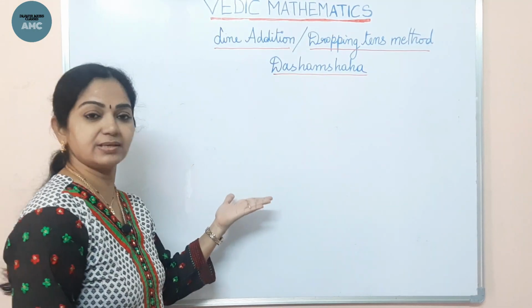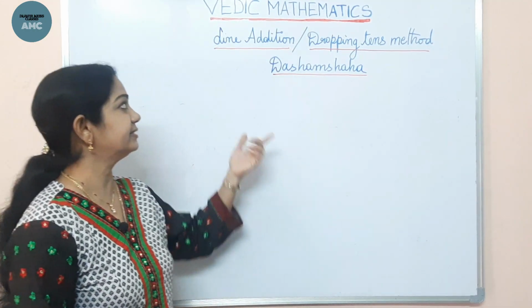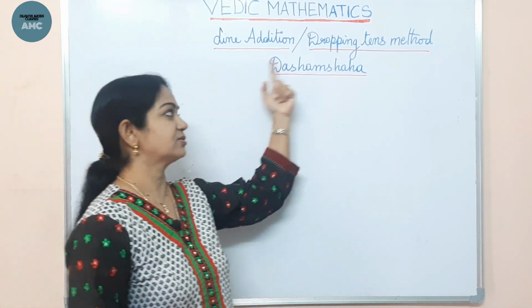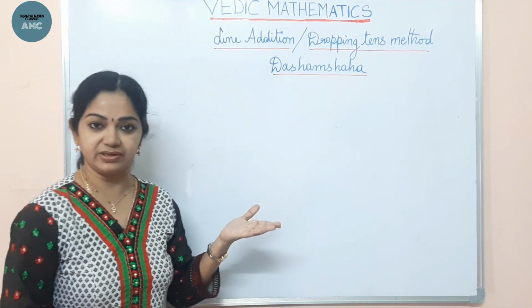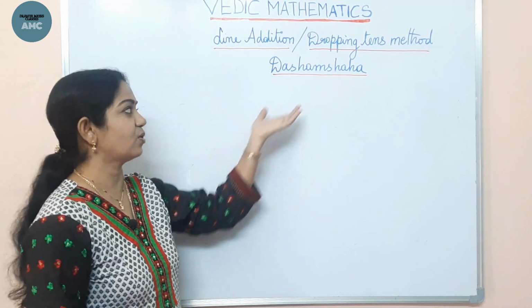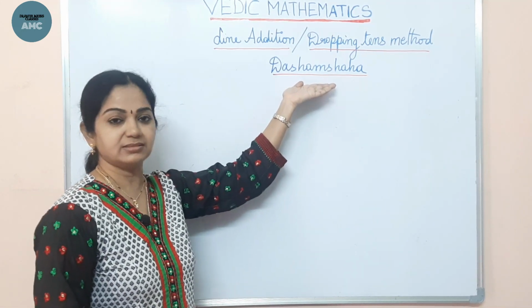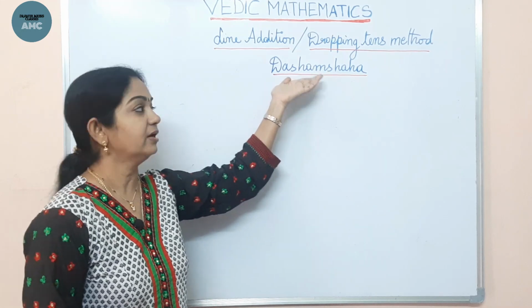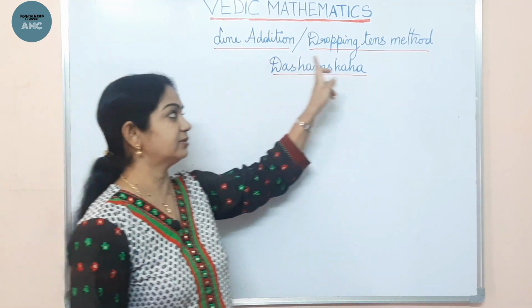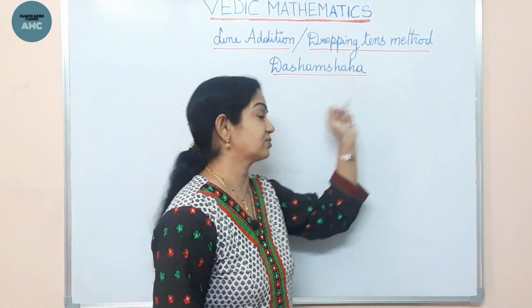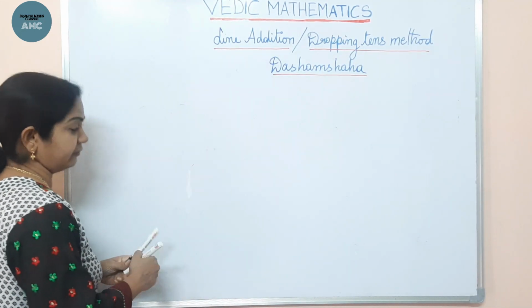Now the next concept in additions is the line addition. It is also called the dropping tens method, and in Sanskrit, in Vedic mathematics, it is called dashamshaha. This method is very useful when the additions are in a line, the line addition method or the dropping tens method. This is called dashamshaha in Vedic mathematics.